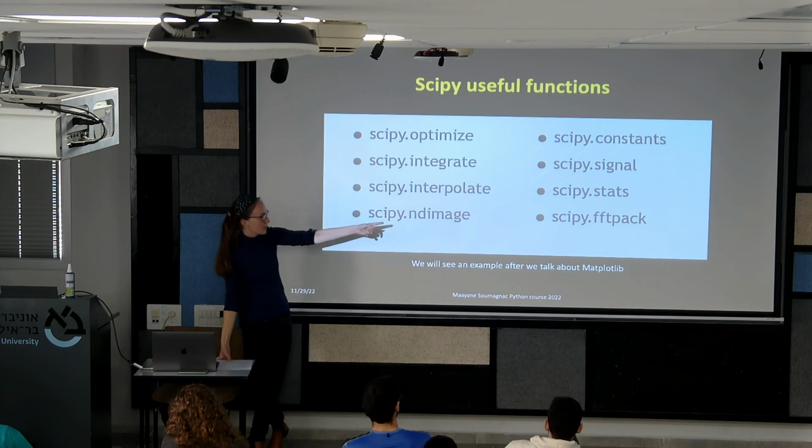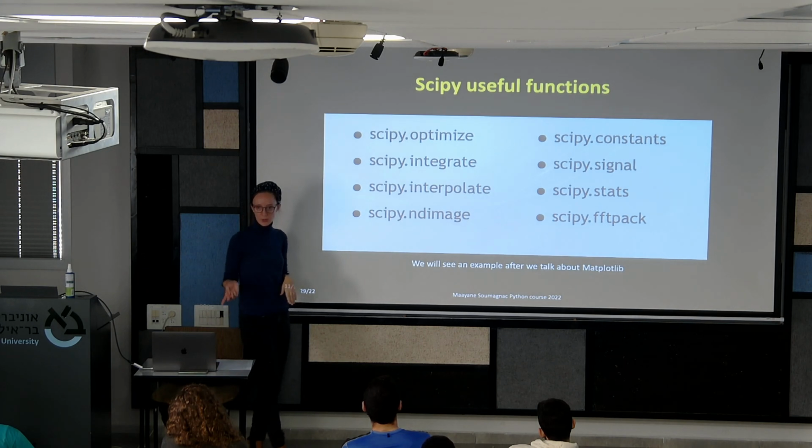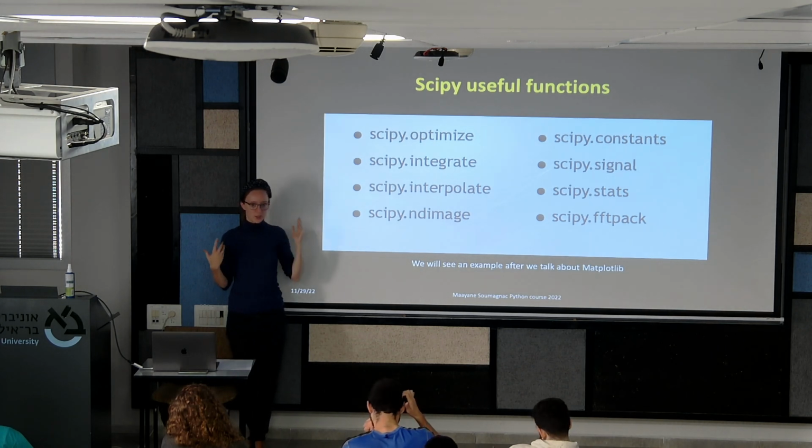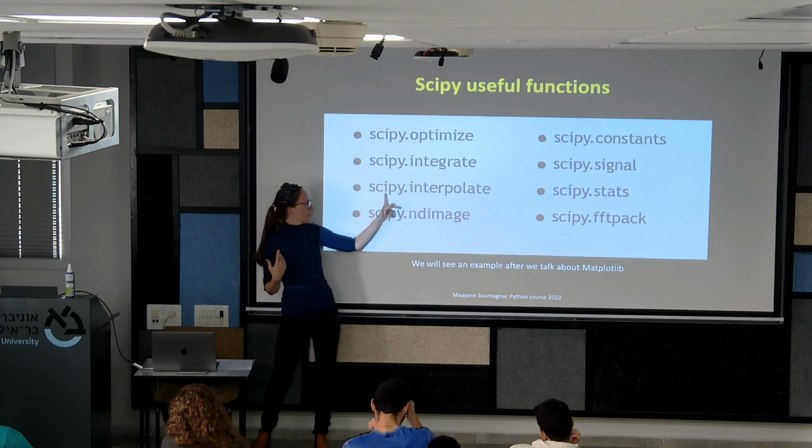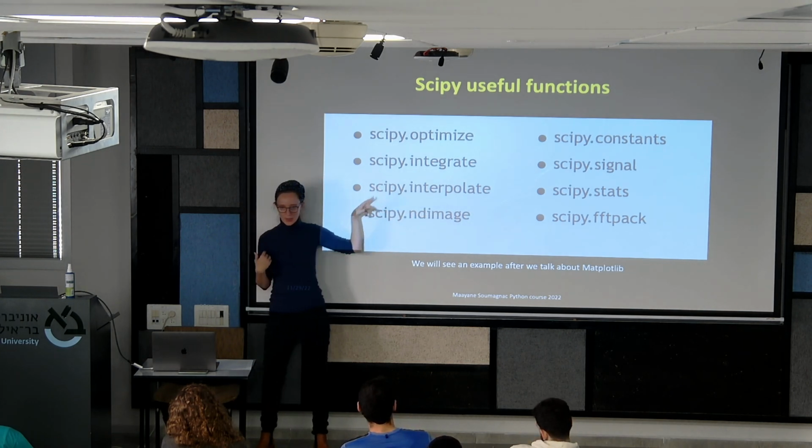So you can do a fast Fourier transform in a very efficient way. You can do interpolation. The example I will show you is about interpolation, but I first want to show you how to plot things so that we can visualize the result of the interpolation. But we will give an example of this one.